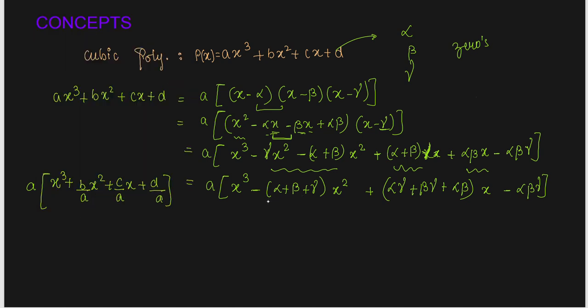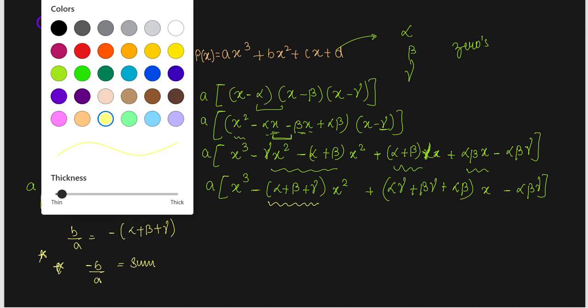So if you compare the coefficient of x square, I'm going to get b over a is nothing but the negative of alpha plus beta plus gamma. Again, in a cubic polynomial, this is your sum. So the sum of roots is equal to minus b over a. So we can confirm from here that the sum of roots is always minus b over a. Point to be taken is b is always the coefficient of x square and a is the coefficient of x cube. That means one degree less than your highest degree. Compare it accordingly.